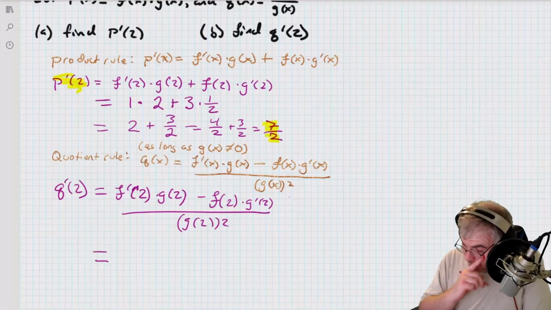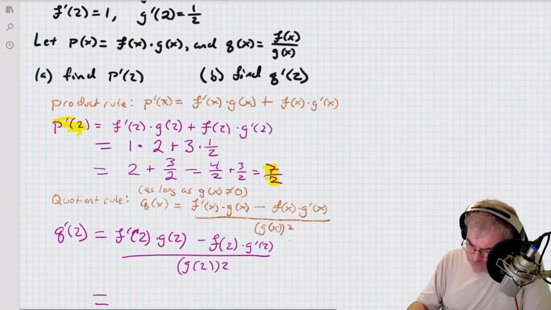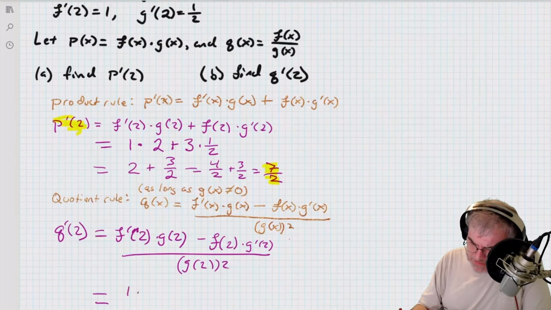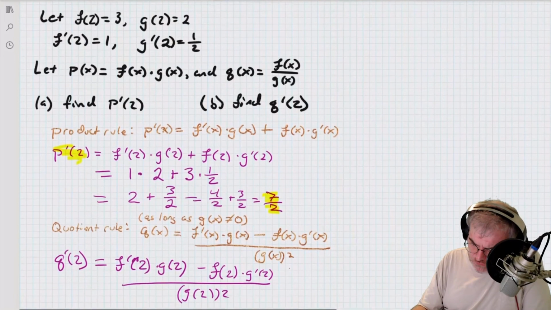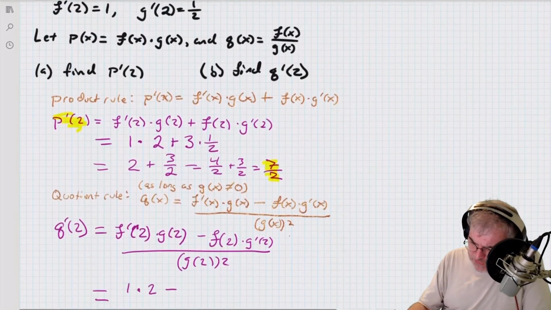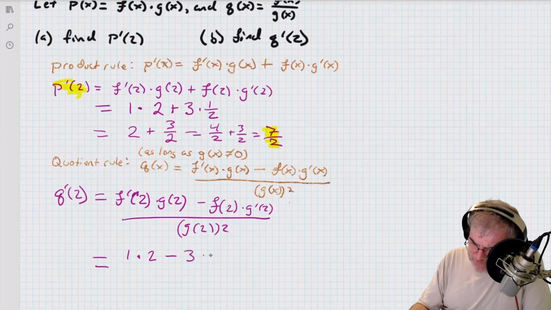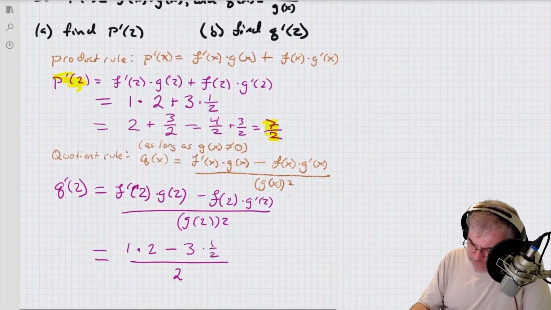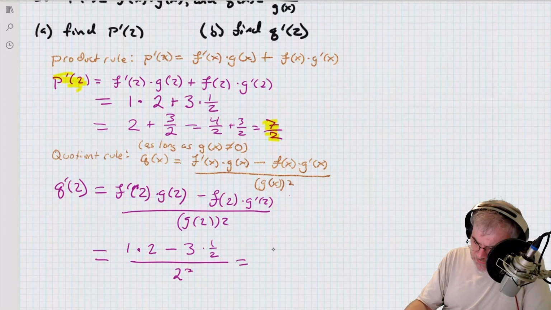All right. Well, f prime of 2 back at our list was 1 times g of 2, which is 2, minus f of 2, which is 3, times g prime of 2, which was 1/2, all over 2, because that's what g of 2 was, squared, equals 2 minus the 3 times 1/2, 3/2, over 4.